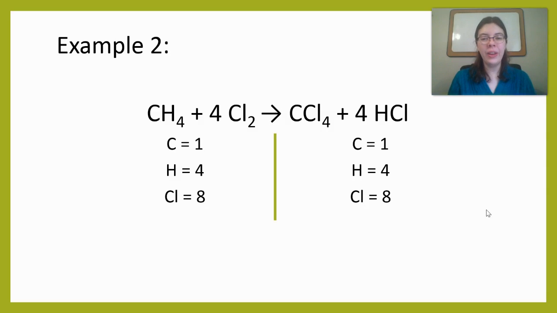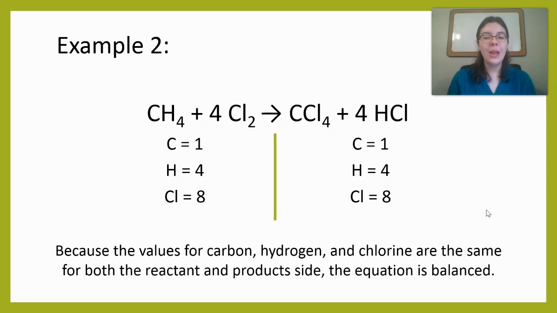Okay, so if we go ahead and look, I have the same number of carbon on each side, the same number of hydrogen on each side, and the same number of chlorine on each side. So in this case, the reaction is balanced because I have the same number and type of atoms on both sides of my reaction.